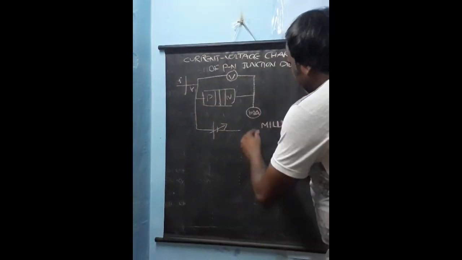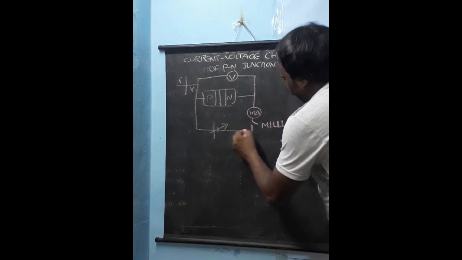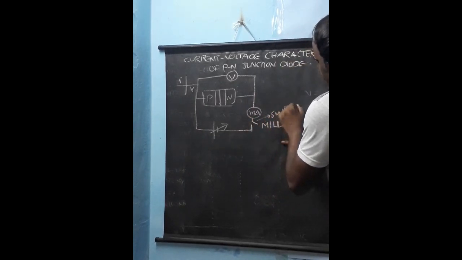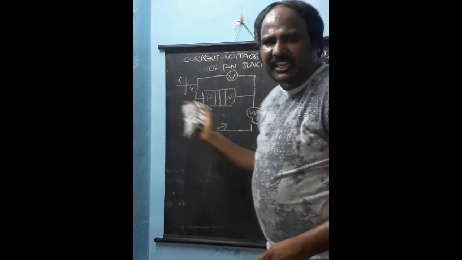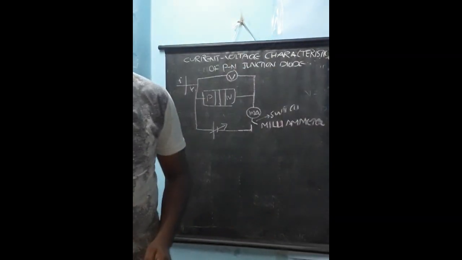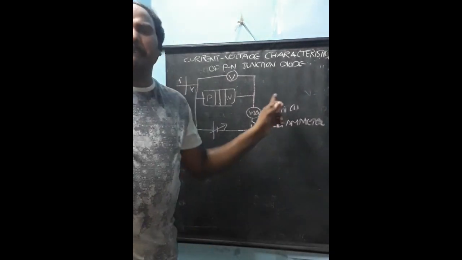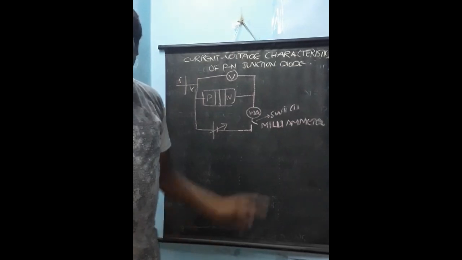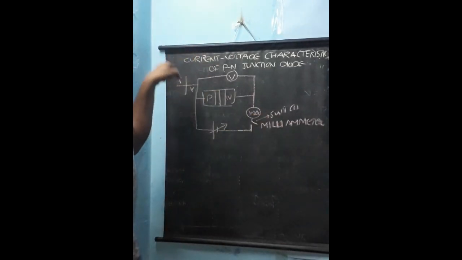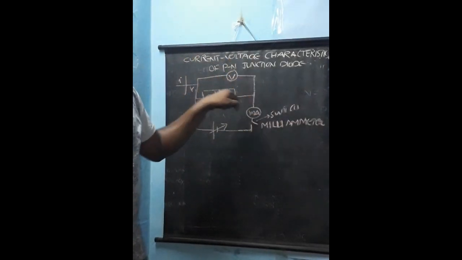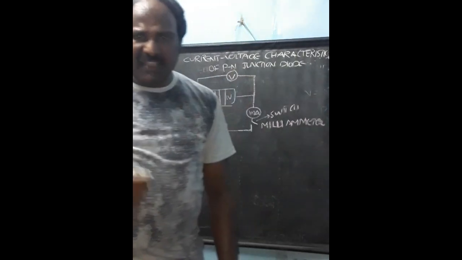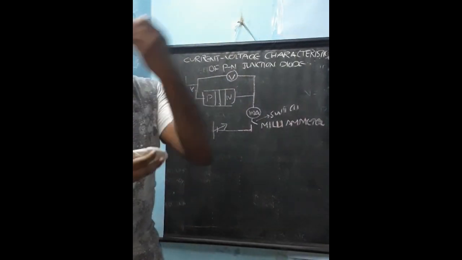And the circuit also contains a switch. So this is a switch. So this is the circuit for forward bias. The circuit for forward bias contains especially a milliammeter to measure current, a voltmeter, a switch, and P should be connected to positive and N should be connected to negative of a variable battery. Variable means whose value changes.